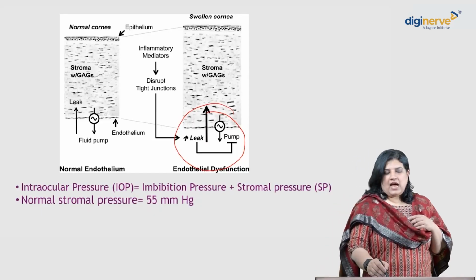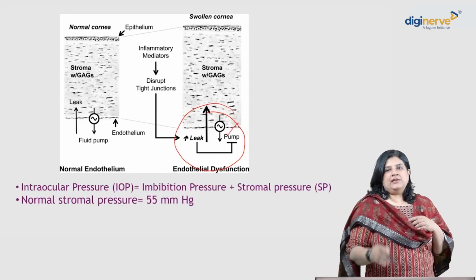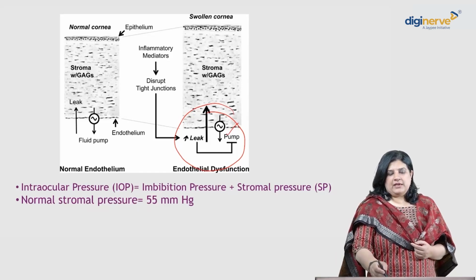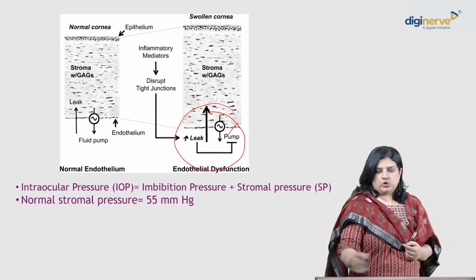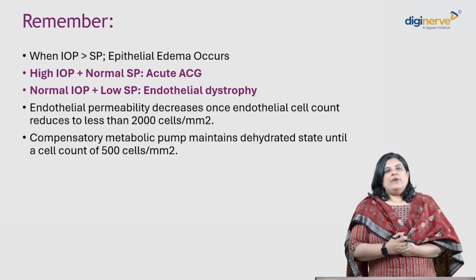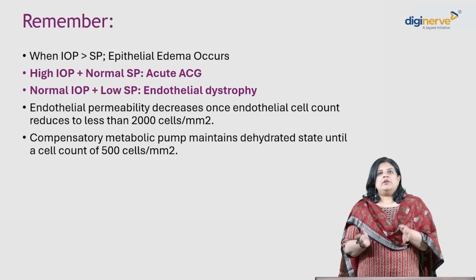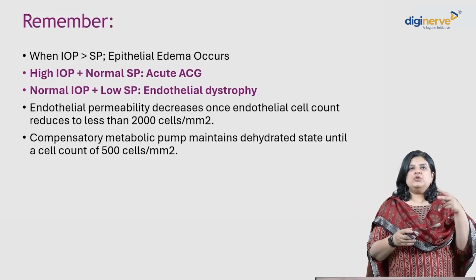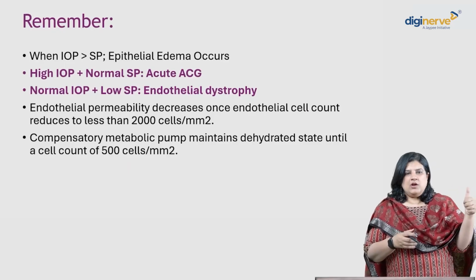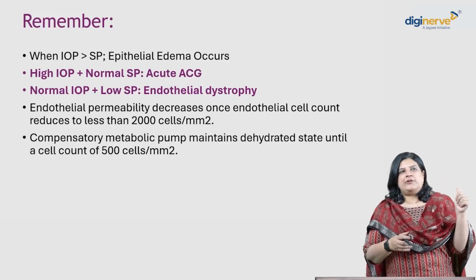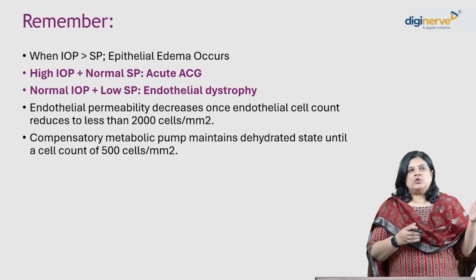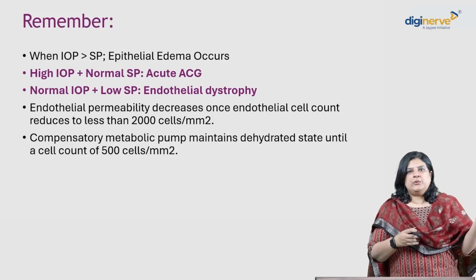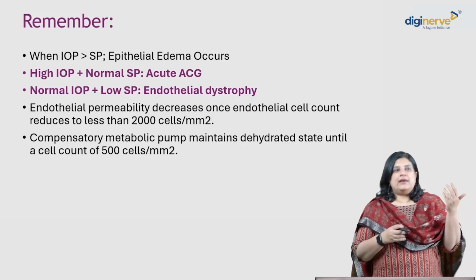Now, the changes have to be significant in the epithelium, while any subtle change because of a chronic problem in the endothelium can lead to stromal edema. When the intraocular pressure becomes more than the stromal pressure, epithelial edema will occur. So we have 2 scenarios. One, high intraocular pressure plus normal stromal pressure, like we see in acute angle closure glaucoma. So there we see epithelial edema or something which is called epithelial bedewing. And because of that, the patient has colored halos.